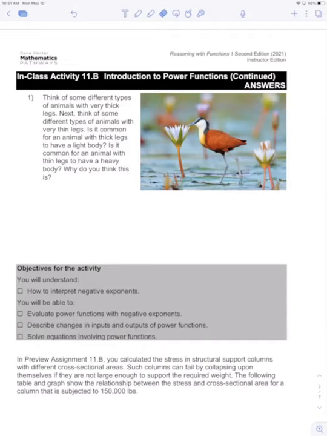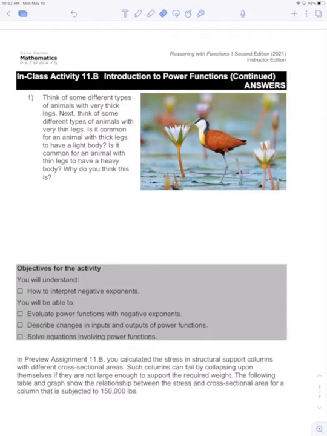1. Think of some different types of animals with very thick legs. Think of some very different types of animals with very thin legs. Is it common for an animal with thick legs to have a light body? Is it common for an animal with thin legs to have a heavy body? Why do you think this is?